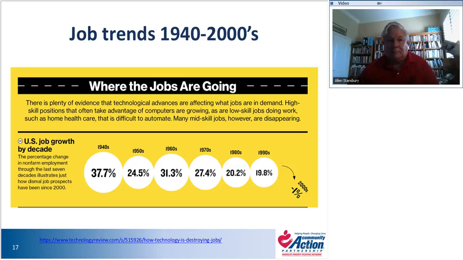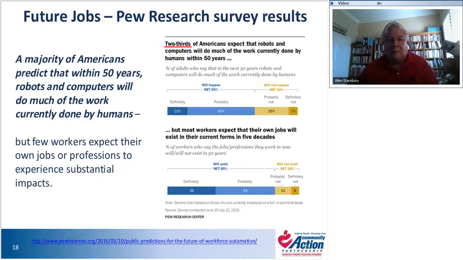Okay. Let's look at the future jobs. What Pew Research shows is that people think that robots will be doing much of the work that is done by humans, but few workers, and this is ironic, few workers expect their jobs or professions to experience substantial impacts, a dramatic difference.